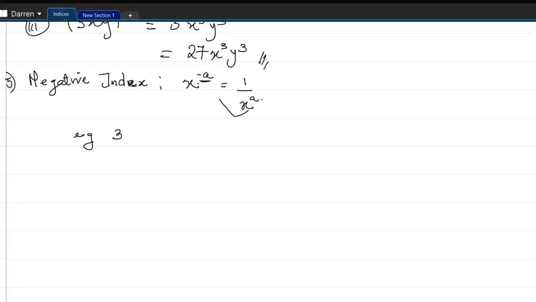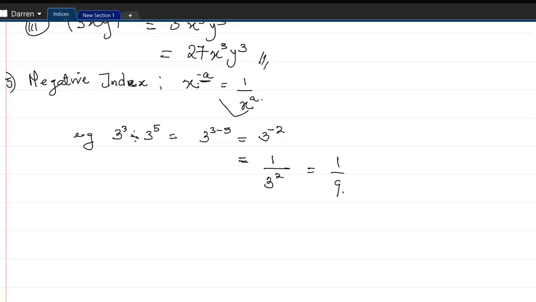Let's say we have 3 raised to the power of 3 divided by 3 raised to the power of 5. Of course, it's going to give you 3 to the power of 3 minus 5. And this is going to give you 3 raised to the power of minus 2. Notice that this is a negative index, and we can rewrite that as 1 over 3 raised to the power of 2. And this is the same as 1 over 9.